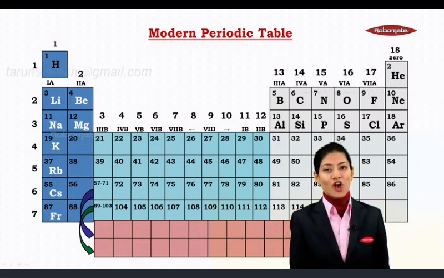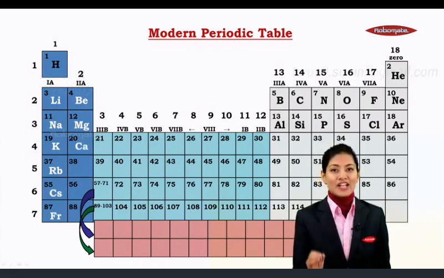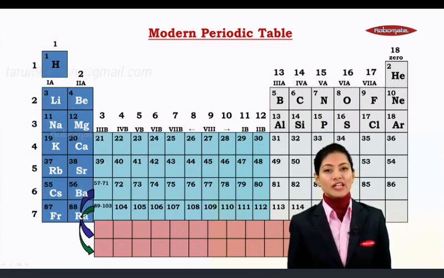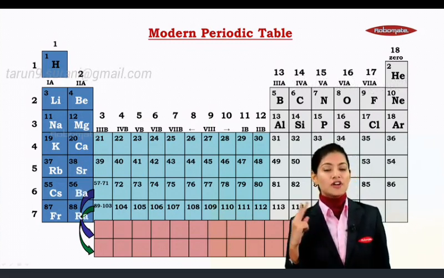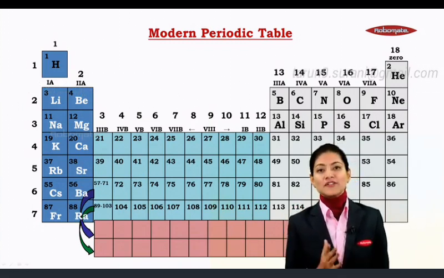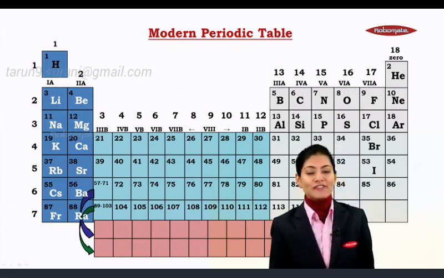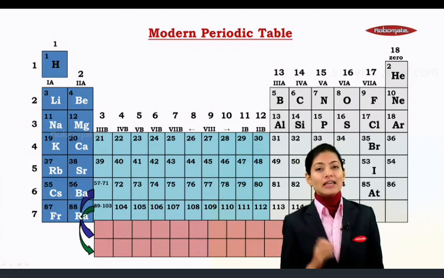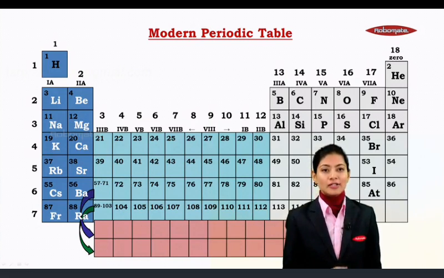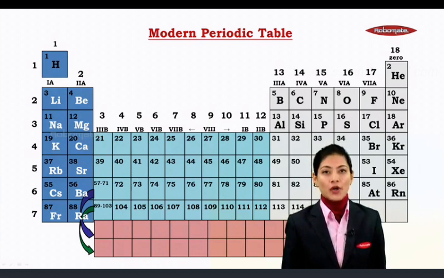In group number 2, we already have the elements beryllium, magnesium. Then comes calcium, followed by strontium, then barium and finally radium. So this was the first 2 groups. Following that, for the last 2 groups, group number 7A has fluorine, chlorine, followed by bromine, then iodine and finally astatine. In the 0 group, we have helium, neon, argon. Then comes krypton, followed by xenon and finally radon.